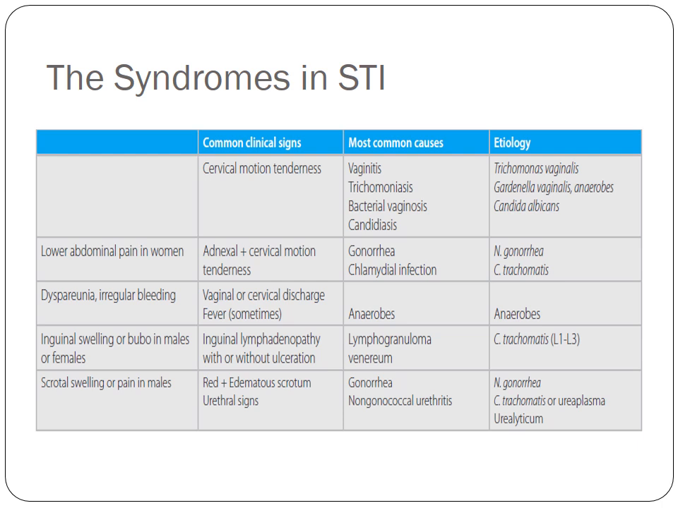The symptoms can be scrotal swelling or pain in males, and the clinical signs that can be observed are redness plus edematous scrotal swelling. The most common cause is gonorrhea or NGU, and the etiological agents can be N. gonorrhoeae, C. trachomatis, and Ureaplasma urealyticum.